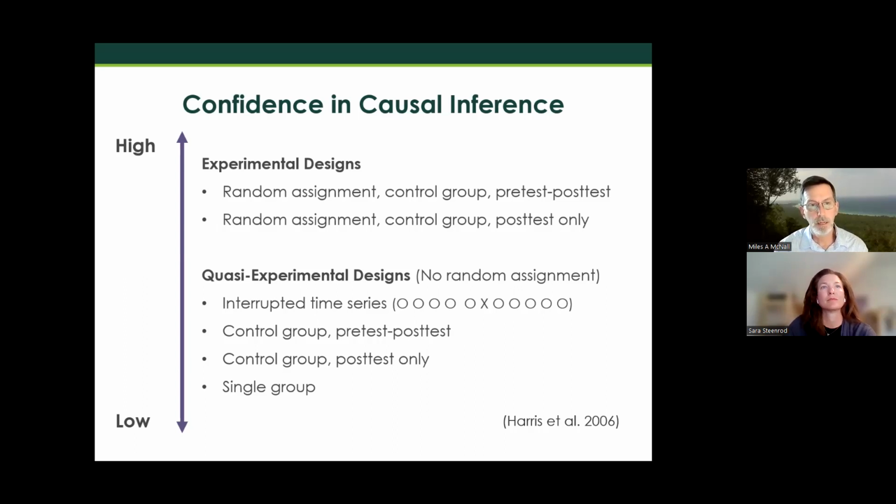And one of the most rigorous of those is the interrupted time series design. There are others as well that have been demonstrated to have results that are very similar to randomized designs, but I'm not going to go through all of those. Then we move down to the non-randomized control group with pretest, post-test, control group, post-test only, all the way down to the single group design. So that is your continuum of confidence and causal inference.